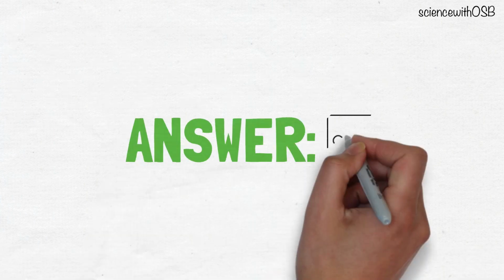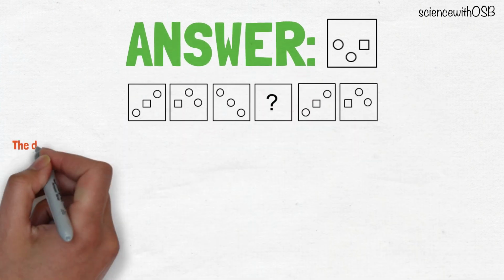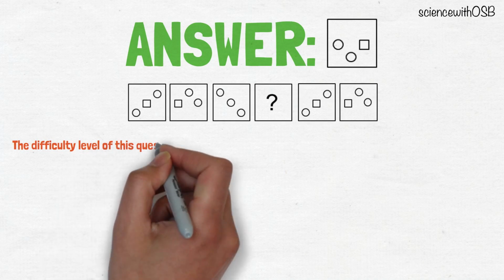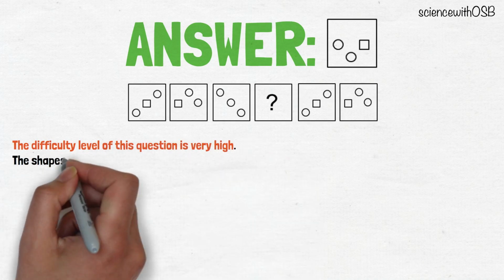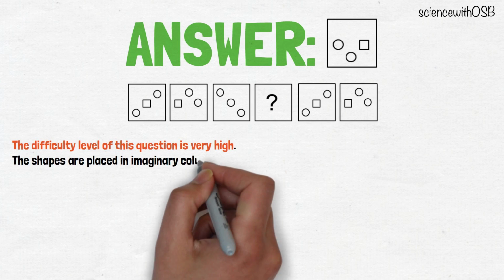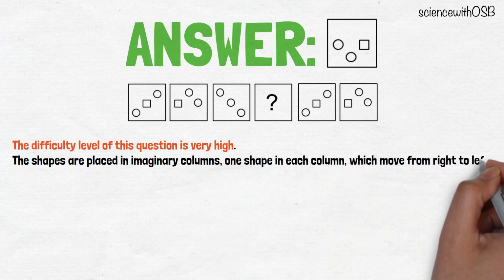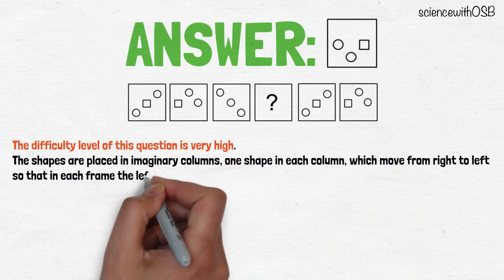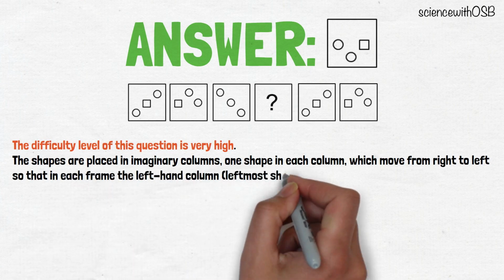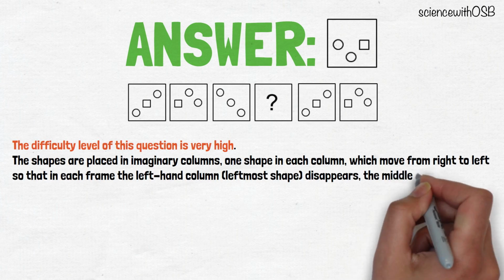The correct answer is option 2. Well, the difficulty level of this question is quite high. Here, the shapes are placed in imaginary columns, one shape in each column, which moves from right to left so that in each frame the left-handed column, which is the leftmost shape, disappears.